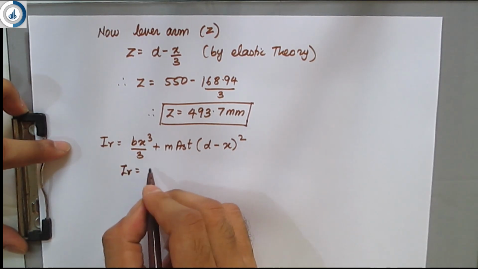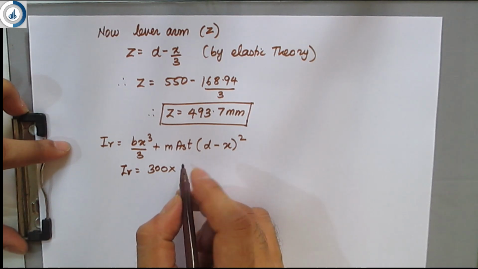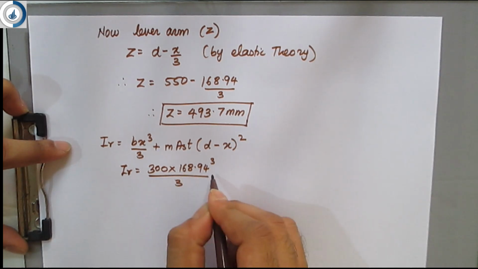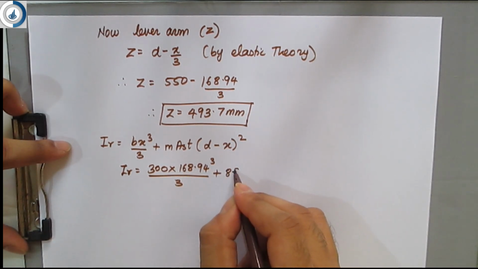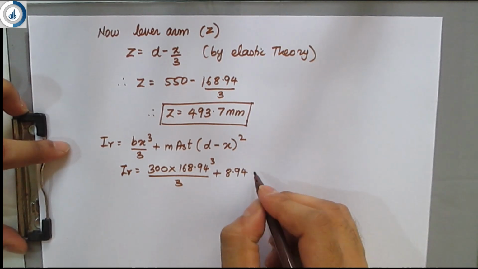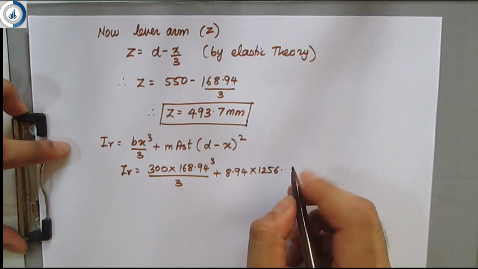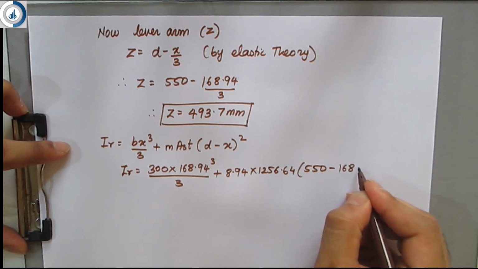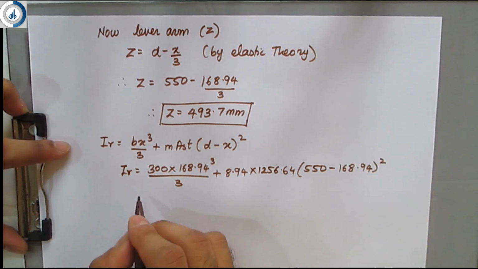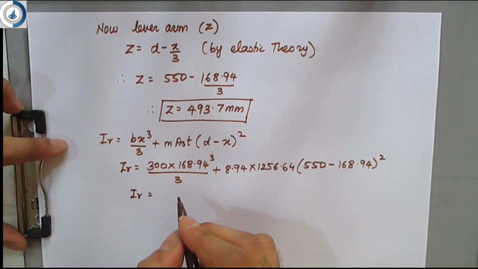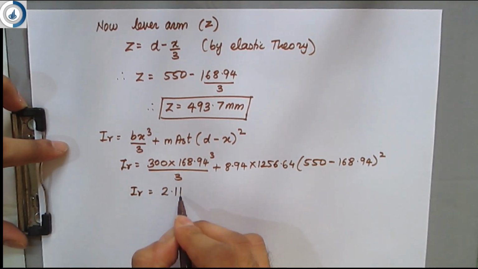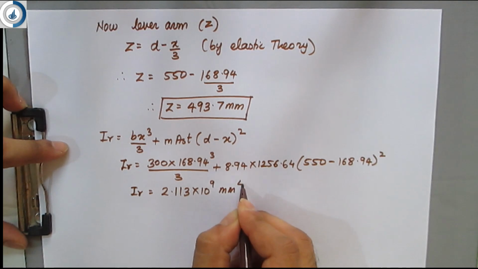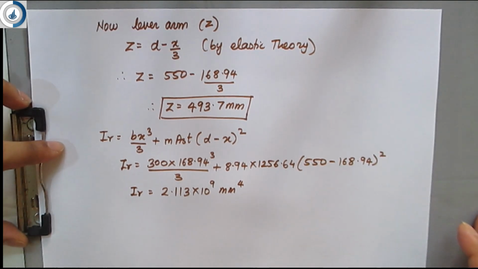So IR is equal to b is 300, x you have just now got, it is 168.94 cube divided by 3 plus modular ratio is 8.94, then AST is 1256.64, d is 550 minus x, 168.94 the whole square. So once you work this out on your calculator, you will be getting 2.113 into 10 raised to 9 mm raised to 4. So this is your IR value.